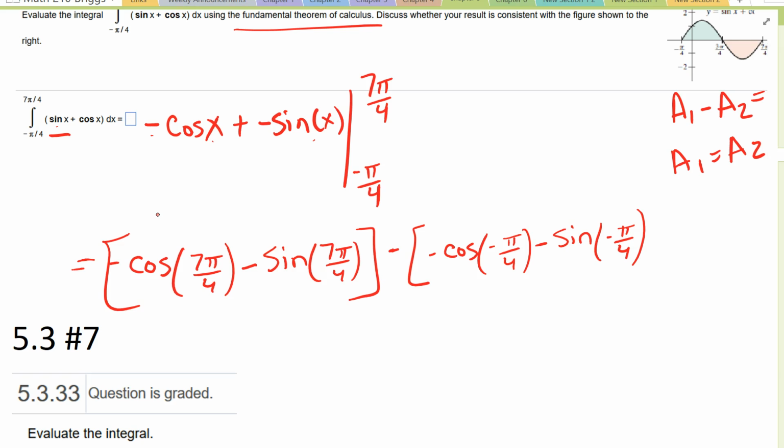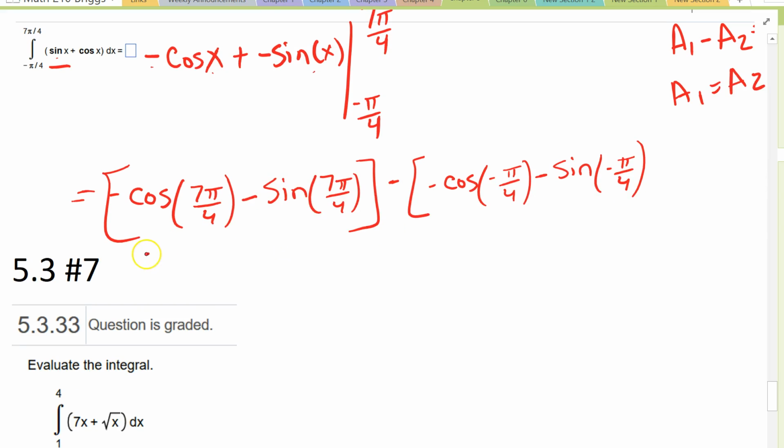So cosine of 7 pi over 4 would be square root of 2 over 2. Sine of 7 pi over 4 would be minus square root of 2 over 2.